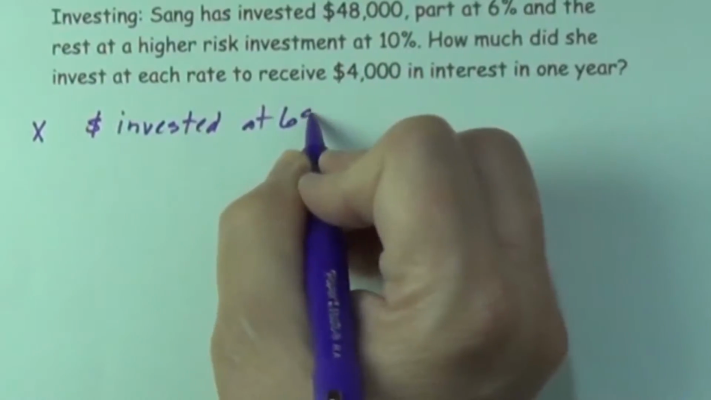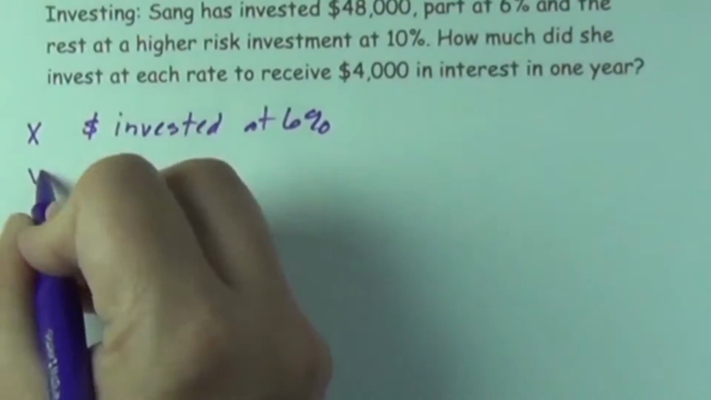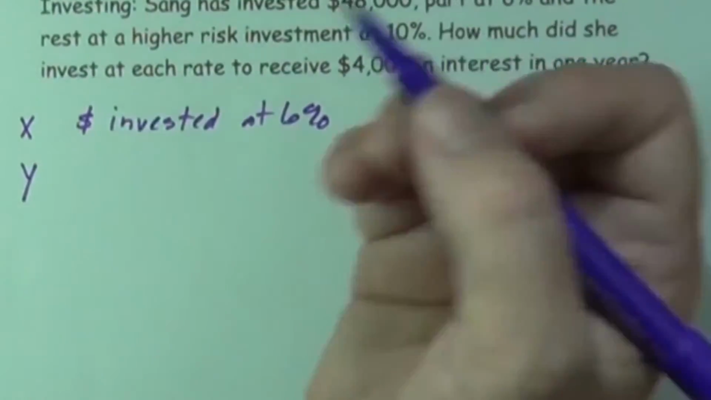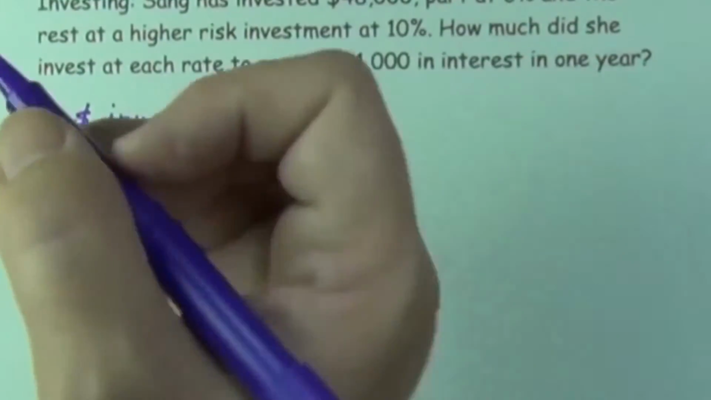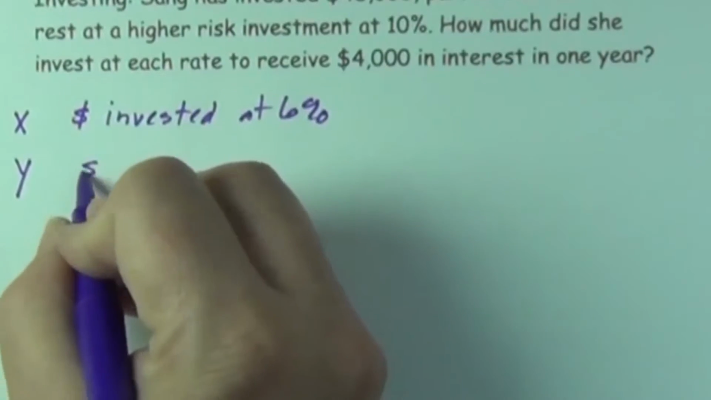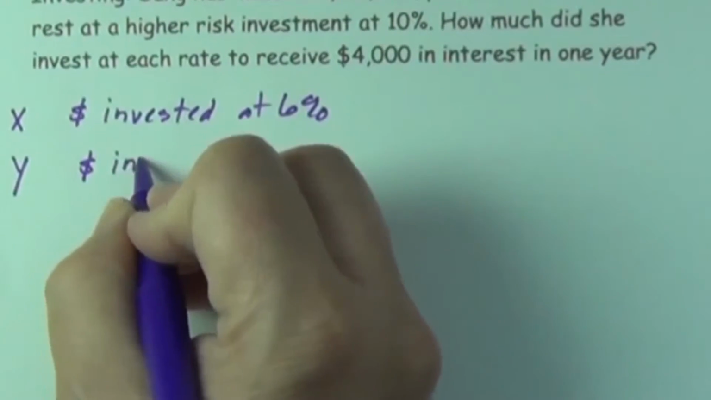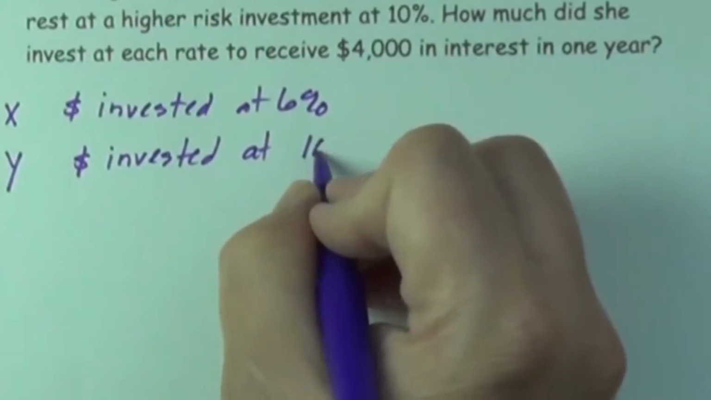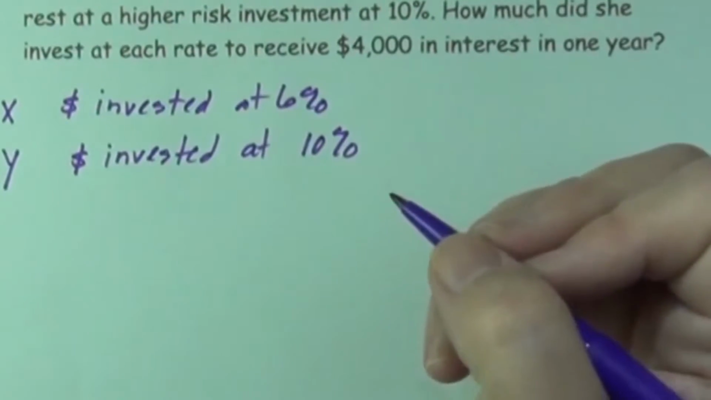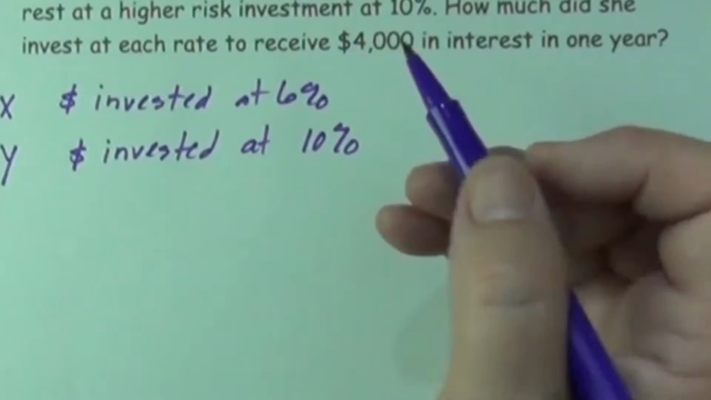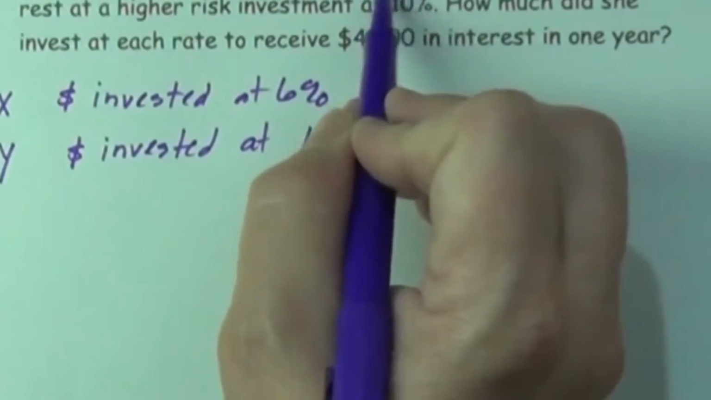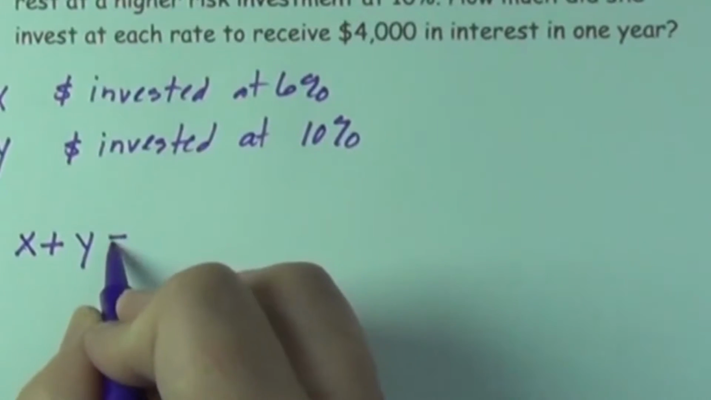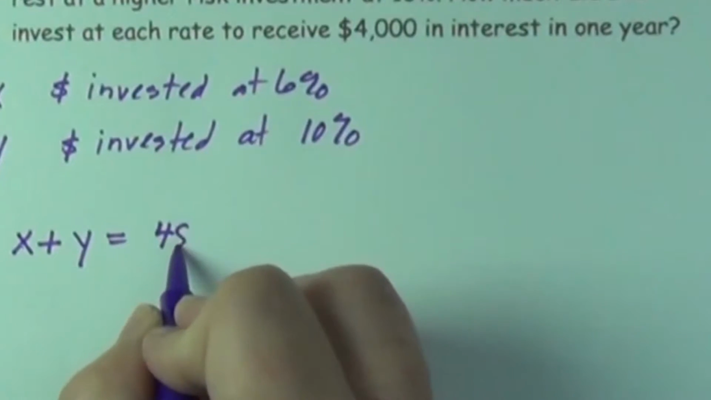at 6%. And we need another variable, Y, and that's going to be the rest of the money, which we know we could just write as 48,000 minus X, but we're using a second variable, and that will be the dollars invested at 10%. And so we need to make an equation here. It says she has this much total invested. So that I know if I take the X plus the Y, that should add up to $48,000.